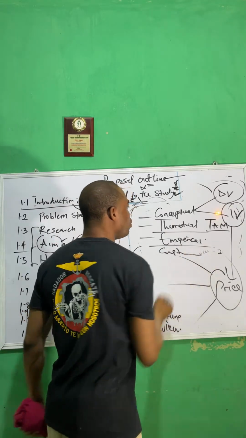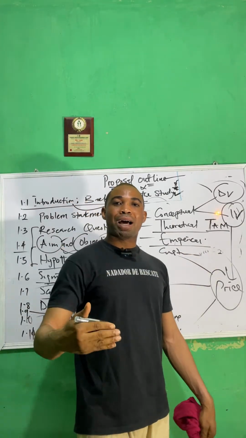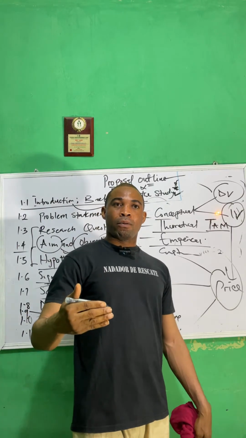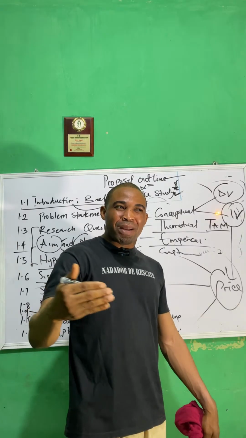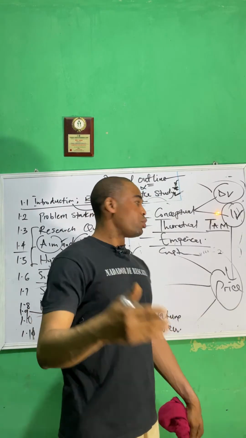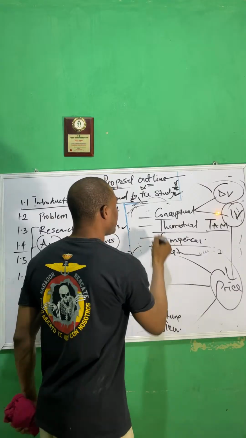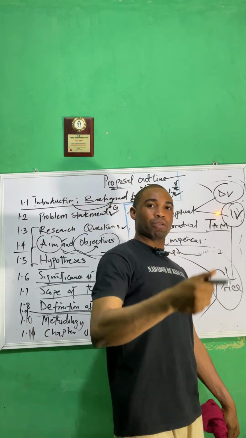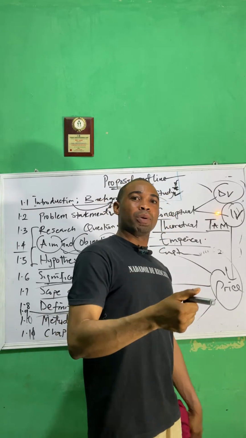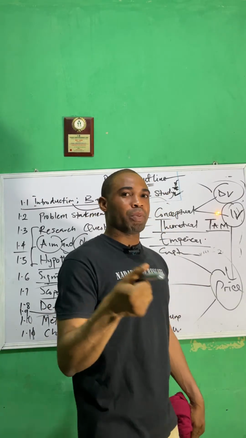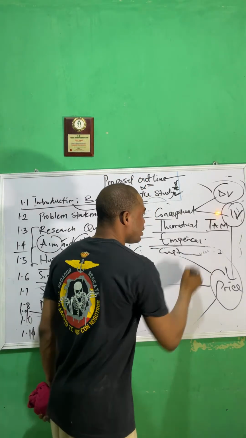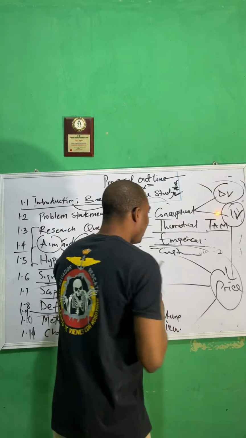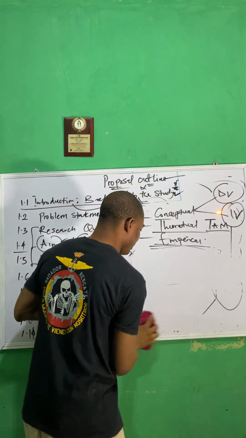Then the empirical review: the results of other scholars who have worked on a similar topic that relates to your own. If you are talking about customer loyalty in e-commerce, some people have already worked on that topic or something related or close to it. So you need to cite their papers and their names. Under the empirical review, what are you going to be looking at?